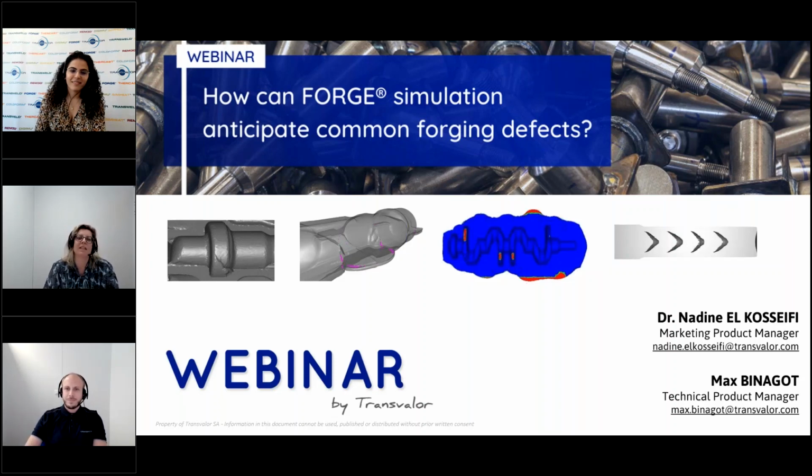Our today's webinar is about forging defects and how they can be avoided. Indeed, the prediction of forging defects is a main lever to optimize your products and the production chain by reducing prototypes, raw material, and of course, energy costs, a particularly topical issue today. So after a brief introduction of our company, Transvalor, Nadine will bring it closer to the main topic and show you how forging defects can be avoided with Transvalor software Forge.